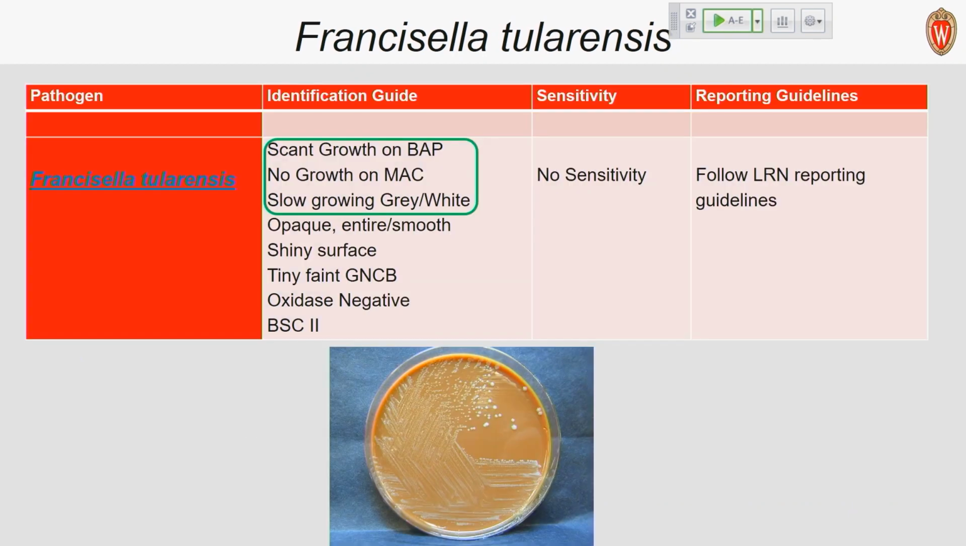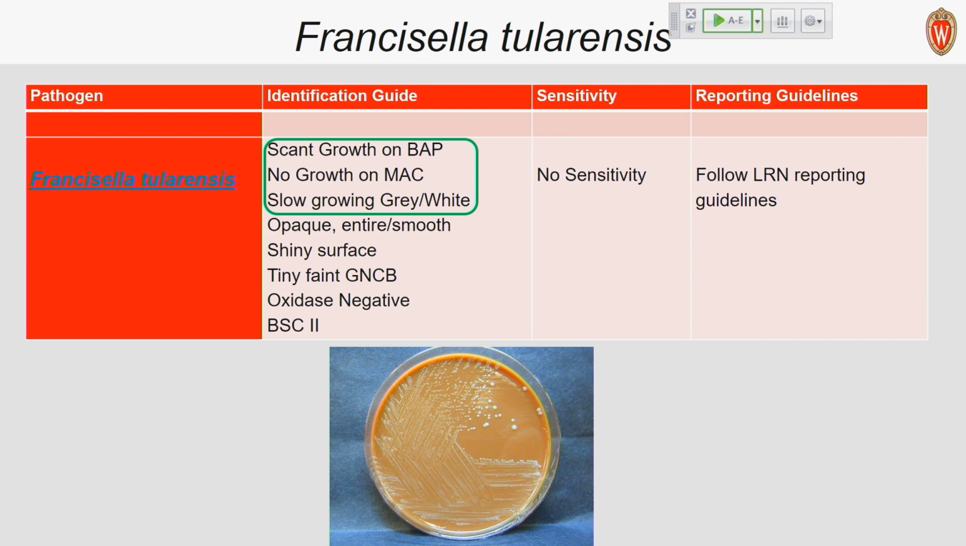So looking at kind of an identification guide, really calling out the scant growth on a blood agar plate and no growth on a MacConkey plate, with the slow growing gray and white on chocolate. So when I think about the bioterrorism exercises that are sent out, that scant growth, slow growth is always one of the key attributes that we want to highlight and bring that awareness to the microbiologist at the bench, because they may be working with open plates, and highlighting if they're seeing that kind of growth.